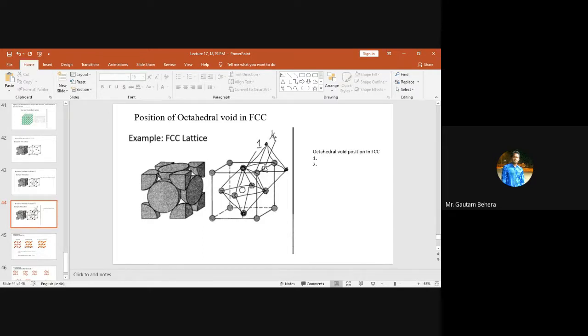So finally, the conclusion will be what? The octahedral positions in FCC: the first octahedral position is the body center position of the unit cell, this one. And the other octahedral void positions will be the edge centers. So this edge center will be one void, this edge center will be one void, and so on. So all the edge center positions are octahedral voids in FCC, and the body center one also. It is okay.